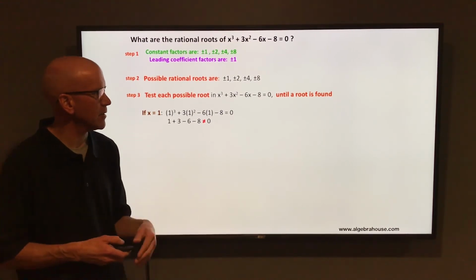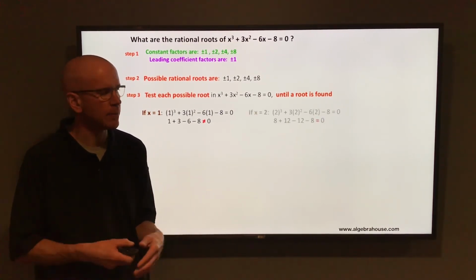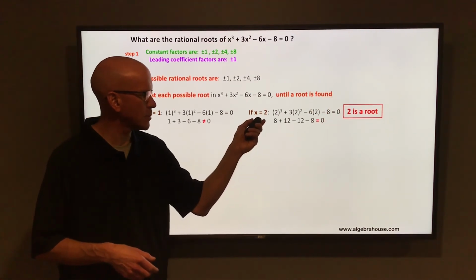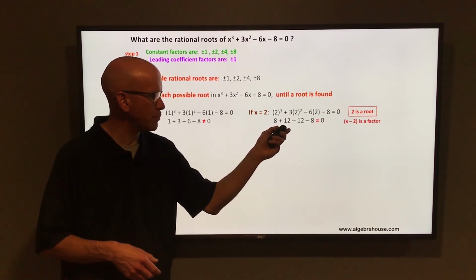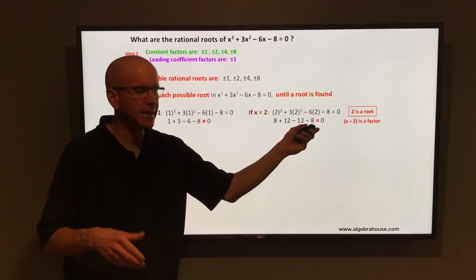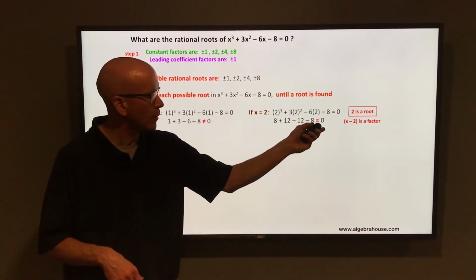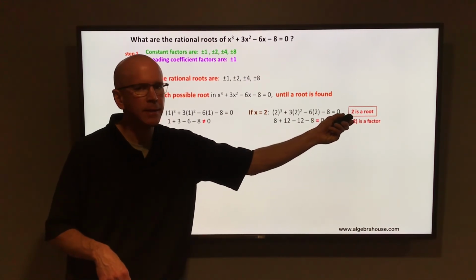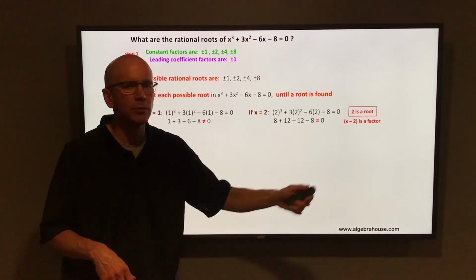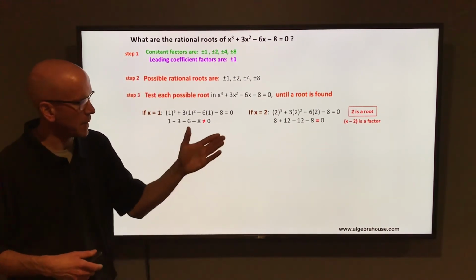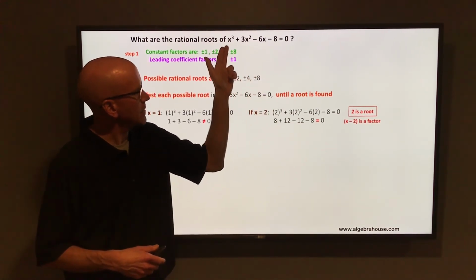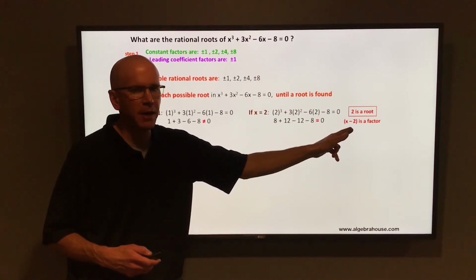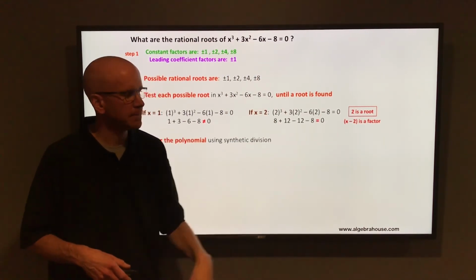You need to pick something else, maybe negative 1 or 2 or negative 2. So let's try 2. If you substitute 2 in for x, you end up with 8 plus 12 minus 8. That does work. That is equal to 0. So since 2 is a root, that means x minus 2 is a factor. And since x minus 2 is a factor, then I can divide this polynomial by that x minus 2 and get another factor. So I'm going to do that.